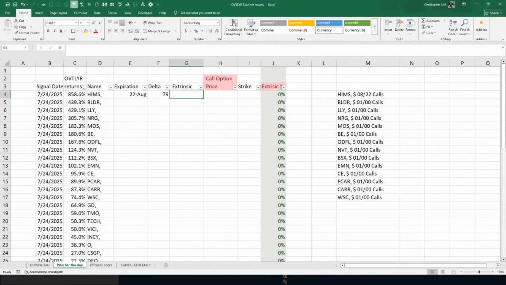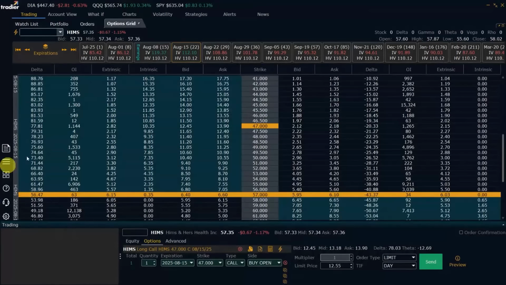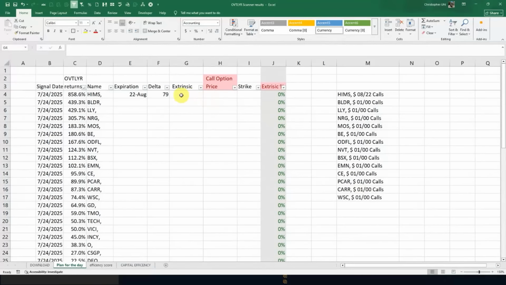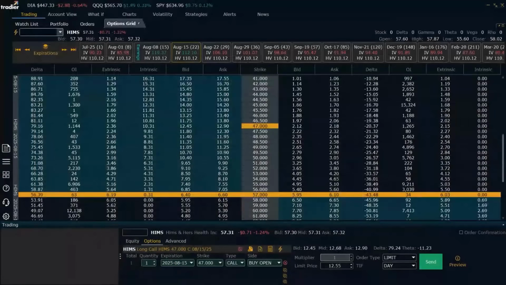The extrinsic value is $2.80. Wait, that just changed a lot, didn't it? Man, this stock is all over the place right now. Anyway, because now it's 238. 238. Call option price, the full ask price, $12.85.